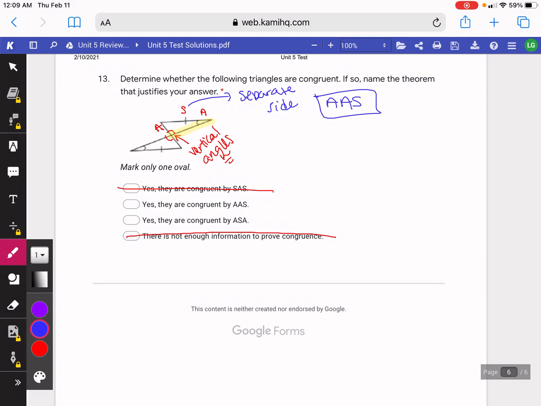Angle, side, angle would look like this. You would have an angle, a side, and an angle. This one is not angle, side, angle. It's angle, angle, side.